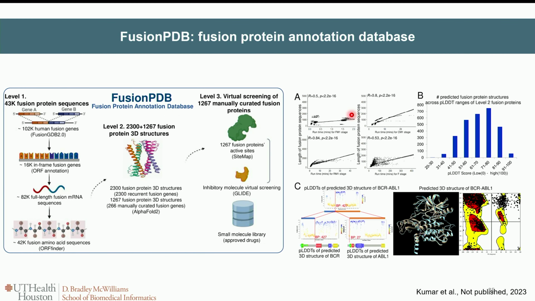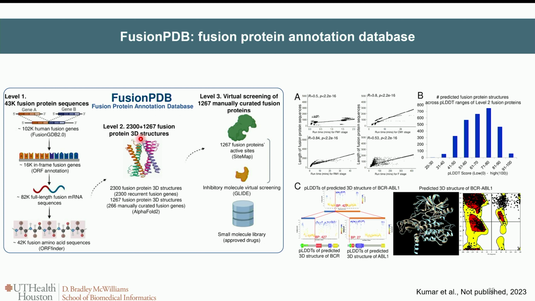Recently, from last year, I'm working on this project. I really hope this gets published soon. So now we have 43,000 fusion protein sequences after these steps. Among these, we chose 1,200 manually curated fusion proteins. And these 2,300 fusion genes have recurrent fusions in at least two samples.